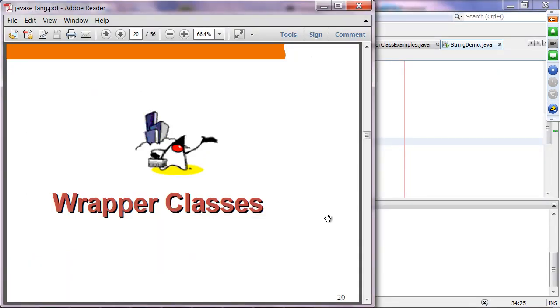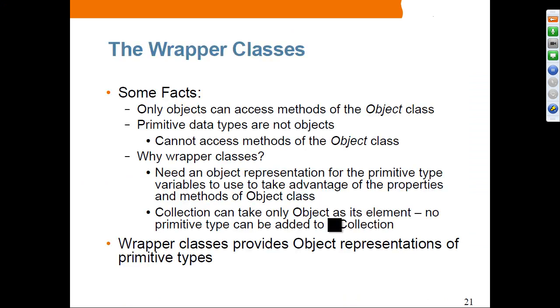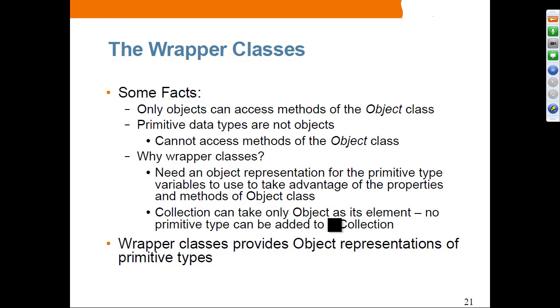Wrapper classes. So we have actually covered wrapper classes a couple of times already. Okay, wrapper classes, some facts. Only objects can access methods in the Object class, and primitive data types are not objects, which means primitive types cannot have methods of the Object class. As I said before, I think on Monday, every Java class is a child class of the Object class.